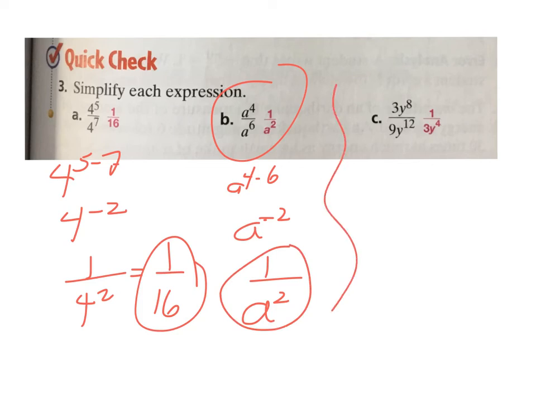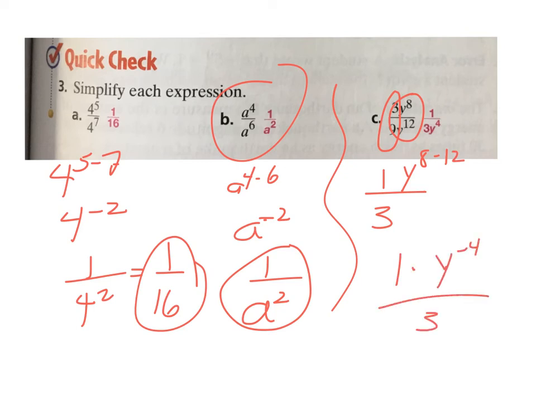Then finishing up here. So the 3 divided by 9 is 1 over 3. And this becomes y to the 8 minus 12. So I have 1 times y to the negative 4th over 3. Well, that's not going to do because this is a negative exponent. So it forces him down, so 1 over 3y to the 4th.